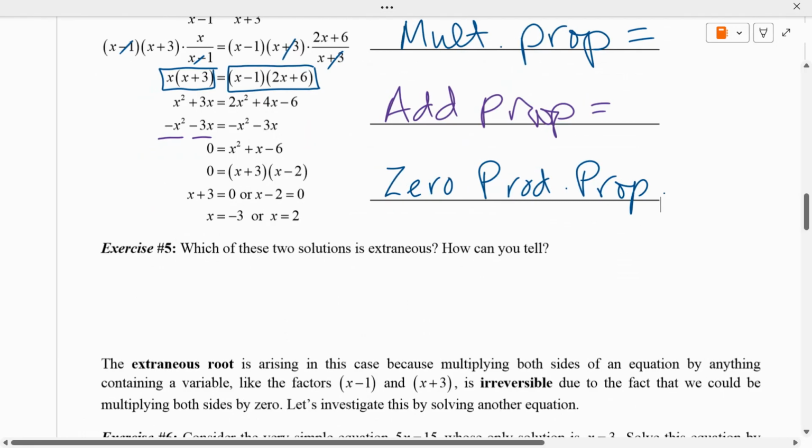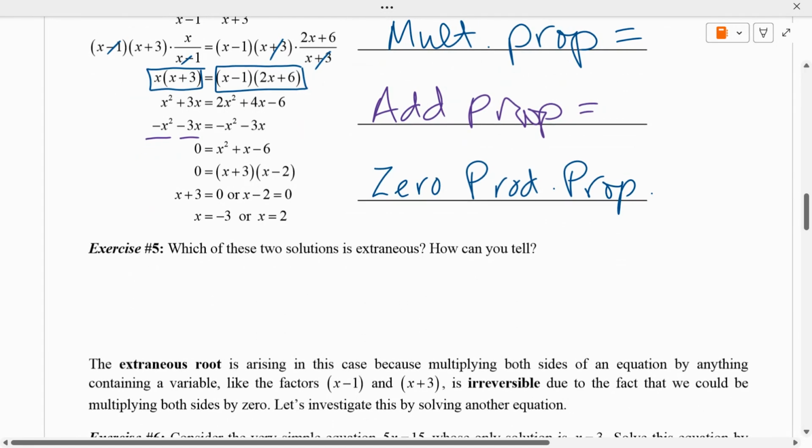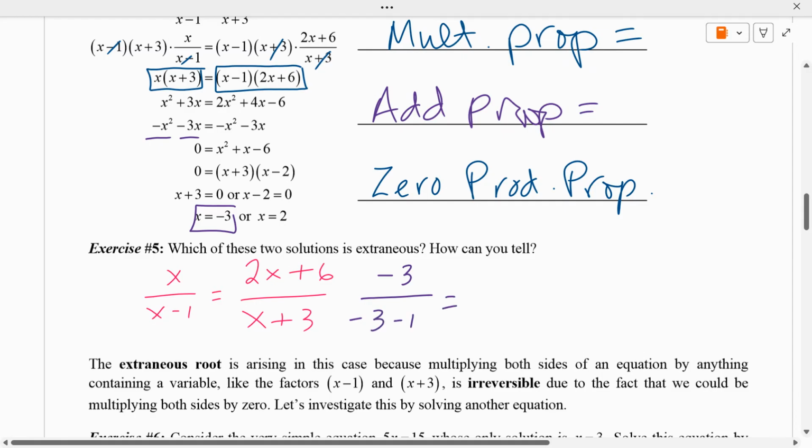So which of the two solutions in this equation are extraneous? Well, let's see. If I have x over x minus 1 equals 2x plus 6 over x plus 3, the first root that I'm going to check is x equals -3. So I'm going to plug in a -3 for x. So I have -3 over -3 minus 1 equals 2 times -3 plus 6 over -3 plus 3.